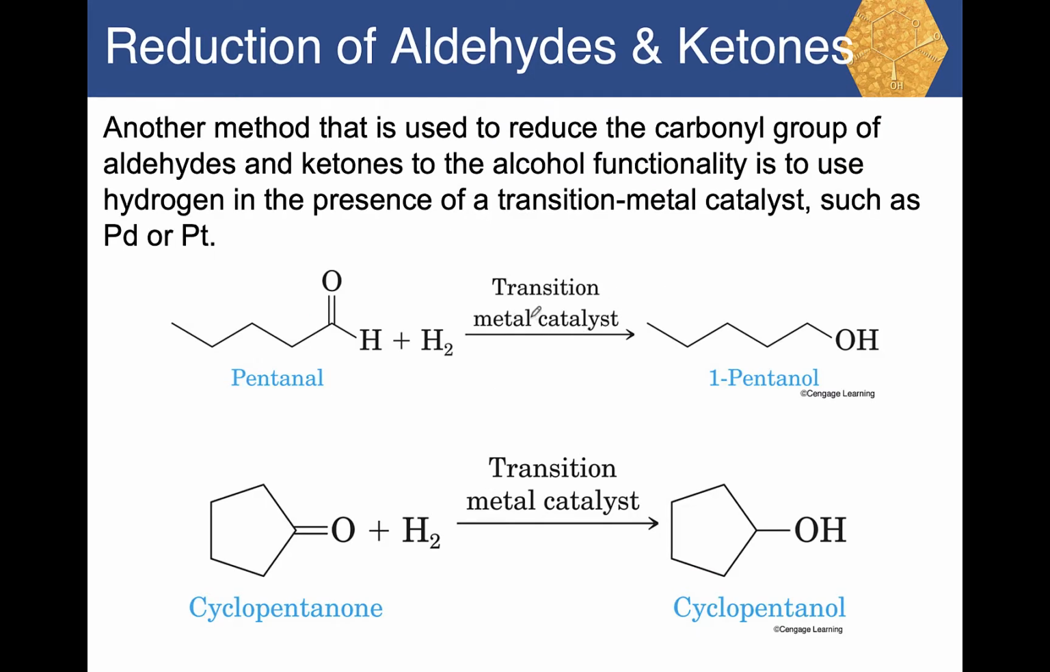Let us look at another reducing agent, and this is used a lot, especially in industry. And this is actually the use of molecular hydrogen. Here it is, H2. Because that's readily available and it's cheap, but it's not very reactive, so we have to use a catalyst. The catalyst that's typically used is a transition metal catalyst. Those elements that are found in the middle of the periodic table. The one that's used a lot in industry is typically palladium or platinum.